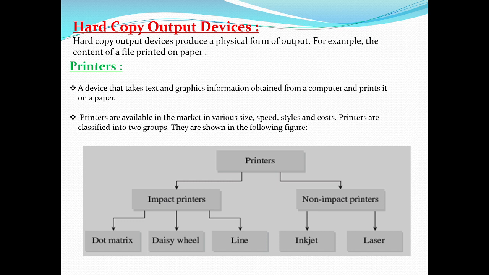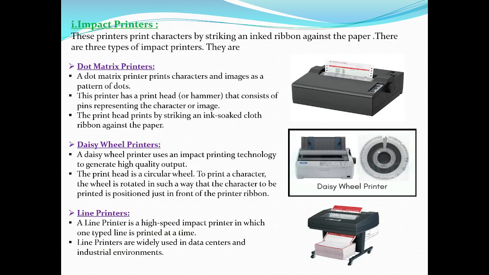Here we have presented two different groups of printers. We have classified them into two types: impact printers and non-impact printers. Under impact printers, we are going to explain dot matrix, daisy wheel, and line printers. Under non-impact printers, we are going to cover inkjet printers and laser printers. Let us go to this.